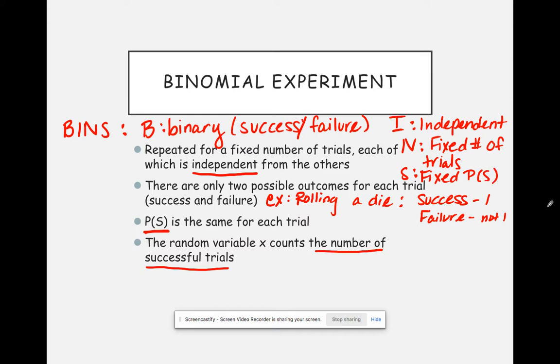So if you can check off those four criteria, then you're going to be able to use the rules that we're going to learn today for calculating probabilities of binomial experiments. We have a formula for the mean and standard deviation of the distribution. So we're going to see all of those in class today. We have to make sure that these four criteria are met before we can use these rules.